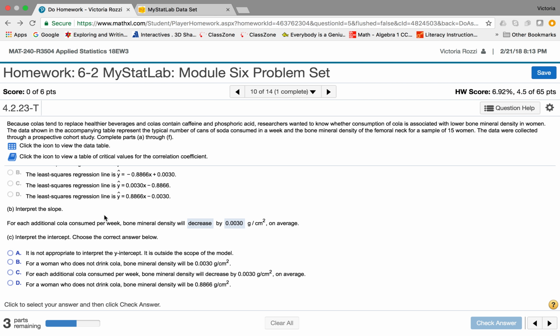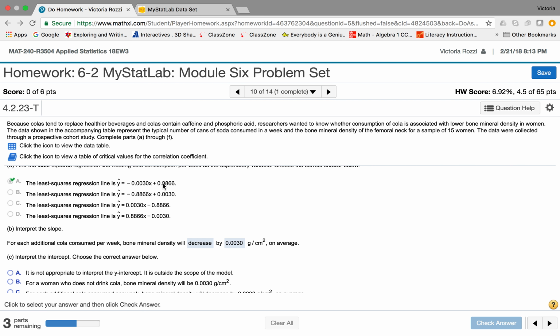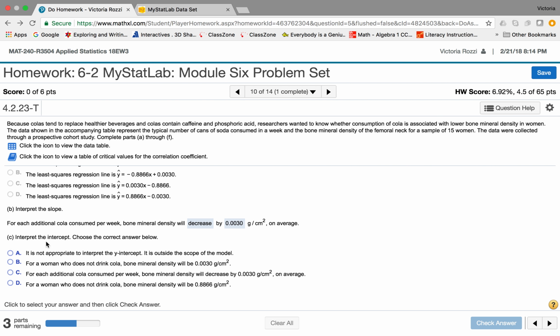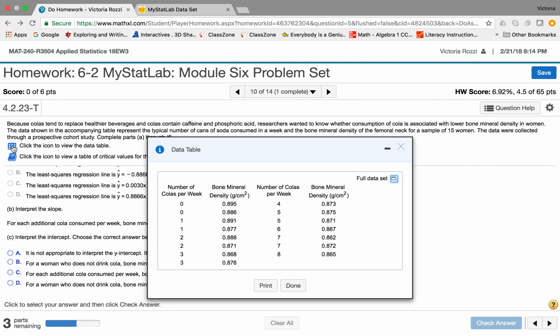Now here, interpreting the intercept. So the intercept is what your bone density would be if you were to have absolutely no cola consumption. And if we were interpreting that just as it is, that means if you drank no cola, you would have a 0.8866 bone density here. So here, if we look at the interpretations, we could say it is not appropriate to interpret the y-intercept, it's outside the scope of the model. That could be true if we don't know whether anybody here has not consumed any cola. Oh, here we do have no cola, so that's not true because it is within the data set.